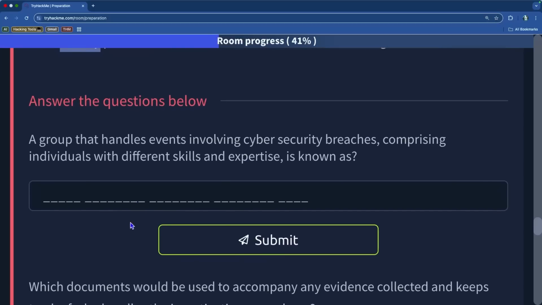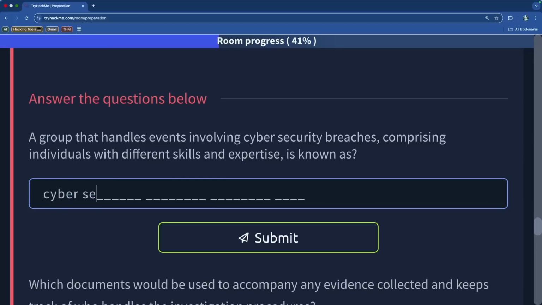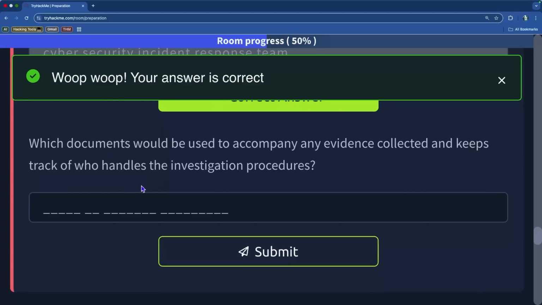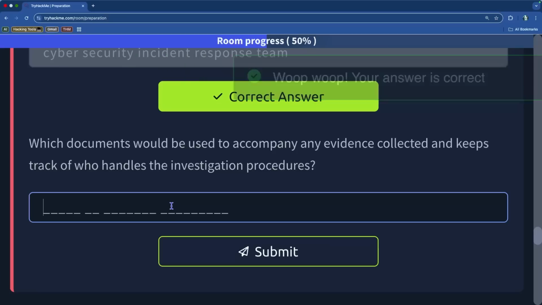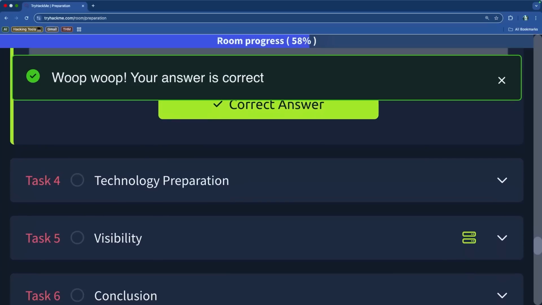So a group that handles events involving cybersecurity breaches, compromising individuals, that would be our cybersecurity incident response team. And which documents would be used to accompany any evidence collected and keep track of it? So this would be the chain of custody documents. And that's it.